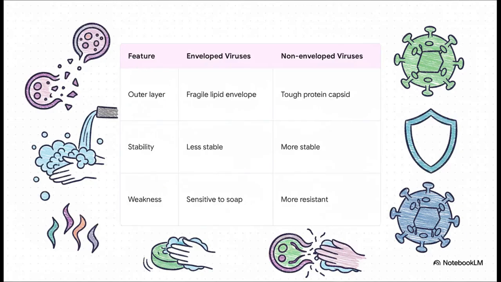Okay, so here's the crucial point. There's a trade-off. That stolen lipid envelope is actually pretty fragile. It's easily destroyed by stuff like detergents, heat, and just drying out. This is exactly why washing your hands with soap is so incredibly effective against enveloped viruses like the flu and coronaviruses. The soap literally rips their disguise apart, and they just fall to pieces.